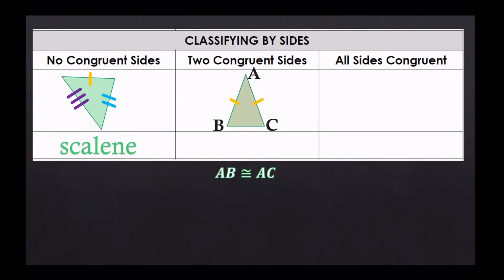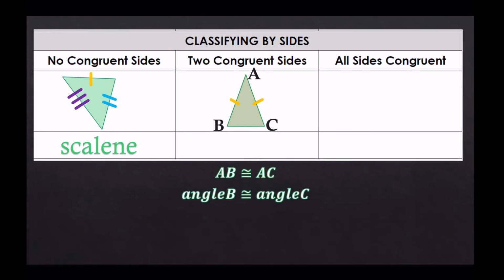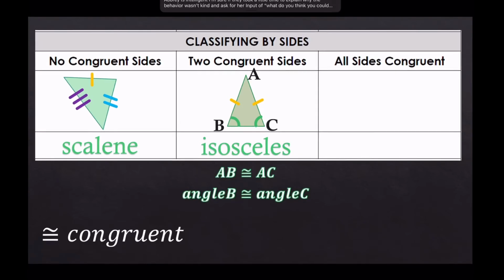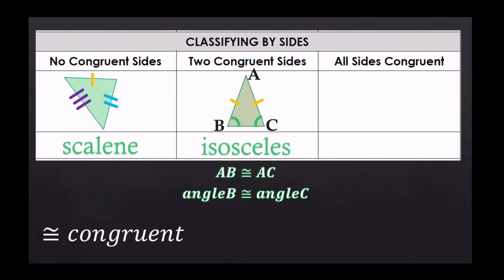A triangle like this will also have angle B and angle C that are congruent. That is an isosceles triangle. And I want you to write this down, I'm sorry, because I want you to make sure that you understand what congruent means. That symbol means congruent. Congruent means they are equal, or they are the same, I should say.